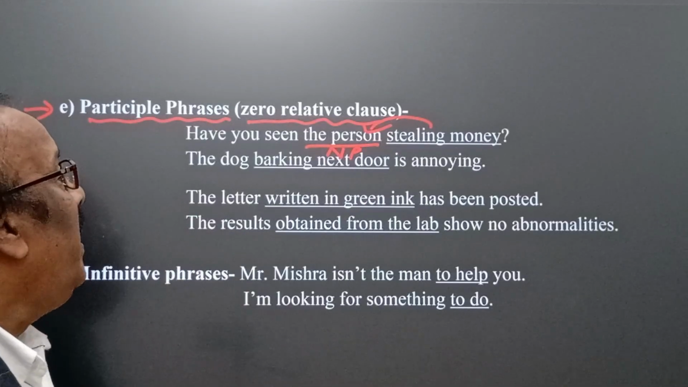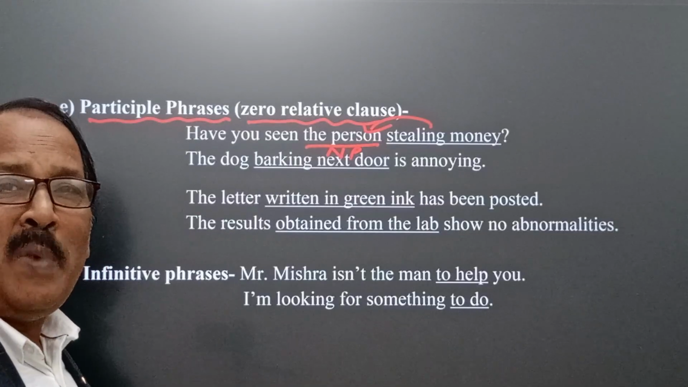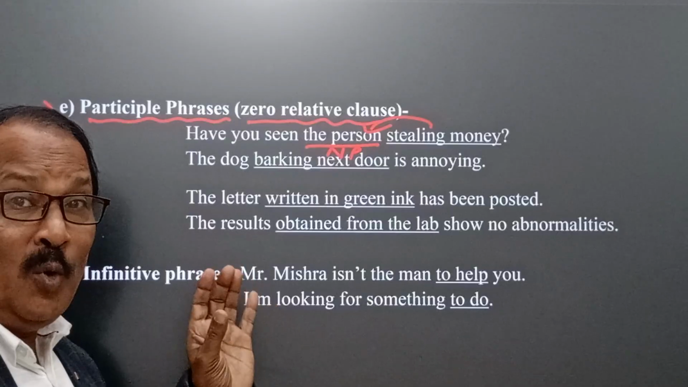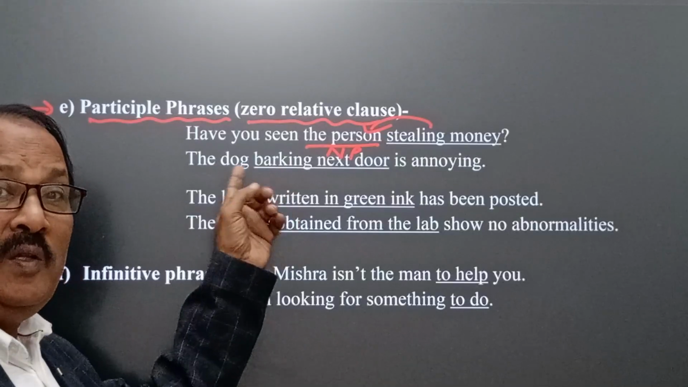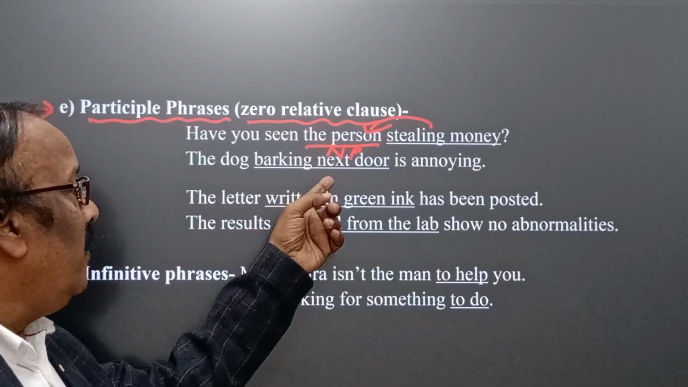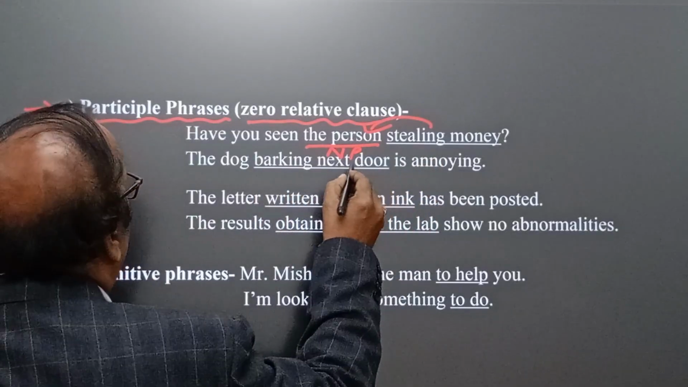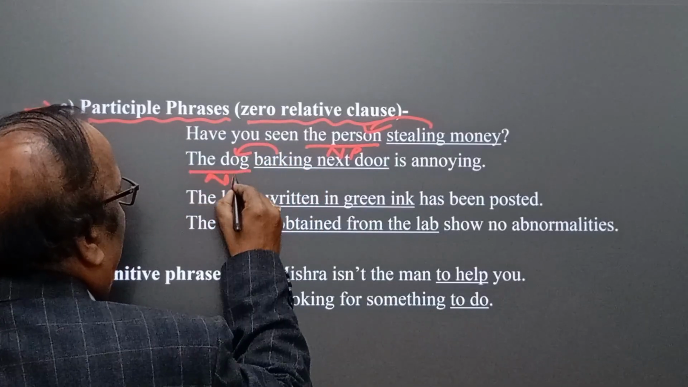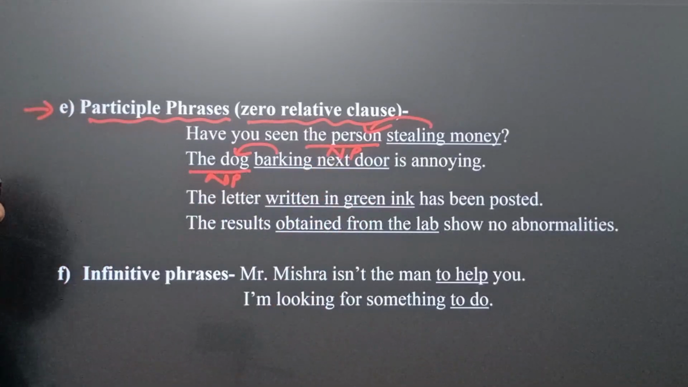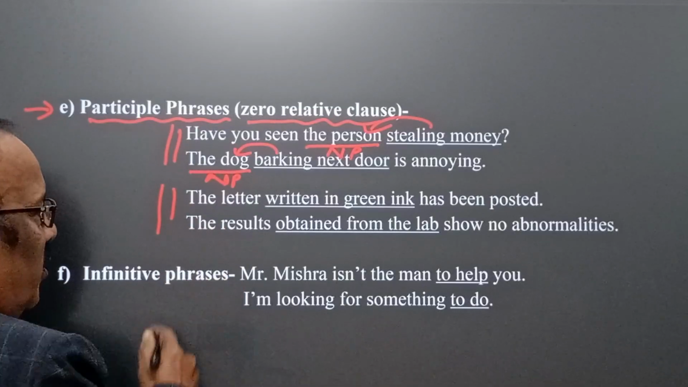The dog barking next door is annoying. The dog which is barking: both words "which is" have been dropped here, and the dog barking means the dog which is barking next door is annoying. Barking next door is the participle phrase and qualifies the dog, the noun phrase, just as before with the person. Remember, the matter is now clear. This is the idea, and now come to the second idea.